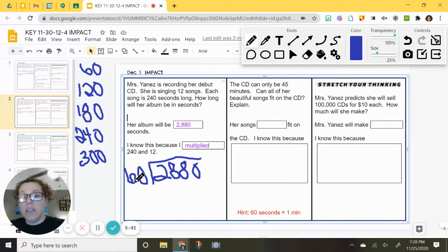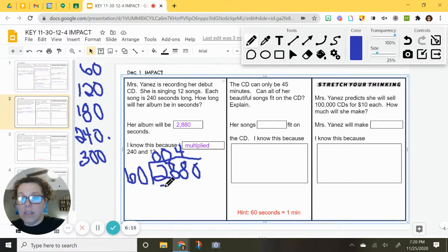Okay, so can 6 go into 2? No, it cannot. Can 60 go into 2? No. Can 60 go into 28? No. Can 60 go into 288? Yes, it can. Now, 288 is closer to 300, but I have to use this one because it is smaller. You can't subtract from something you don't have. So that's 1, 2, 3, 4.